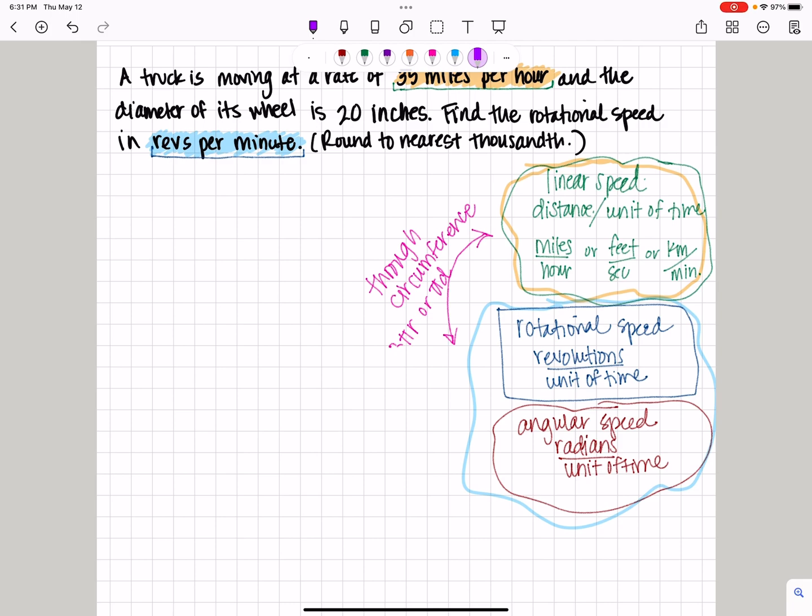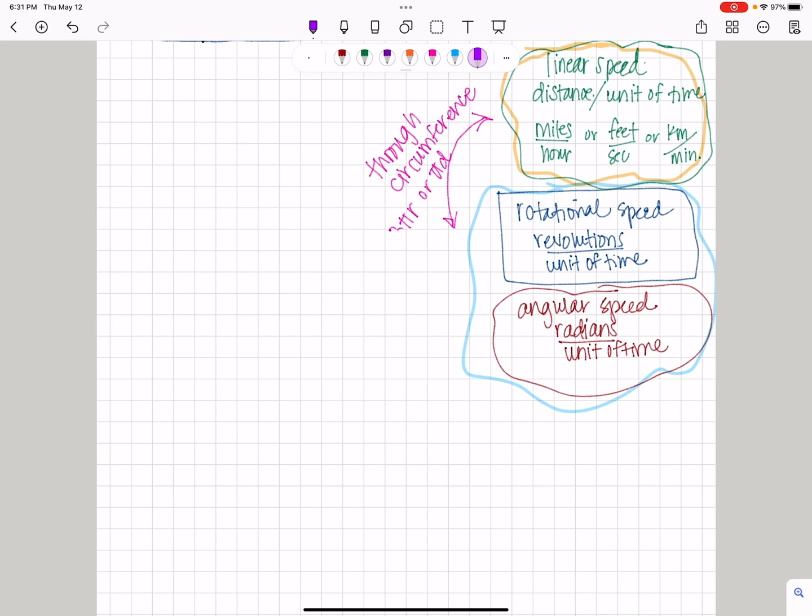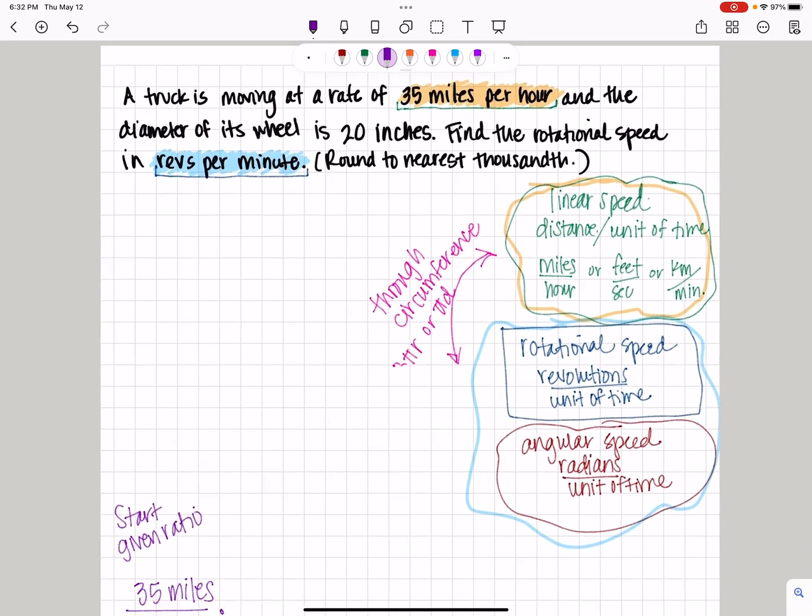So we don't have to worry about doing that. We can just do it mathematically, right? We're not going to cut open these wheels. So we're going to start with the given ratio. So the given ratio is 35, I believe, miles per hour. I'm going to check it because it's not on my screen anymore. 35 miles per hour, yes.